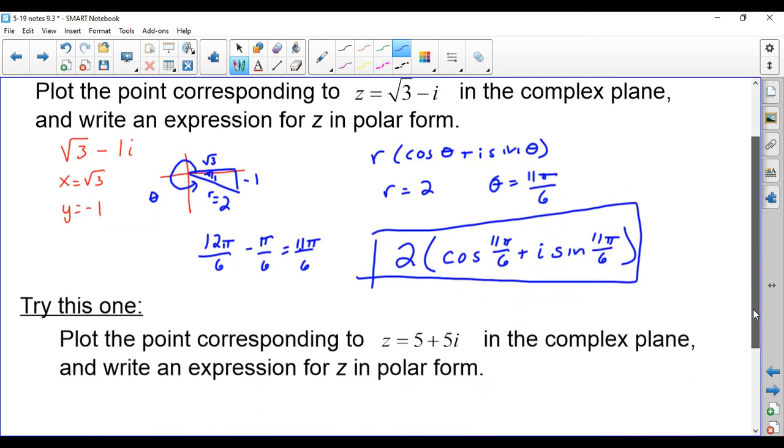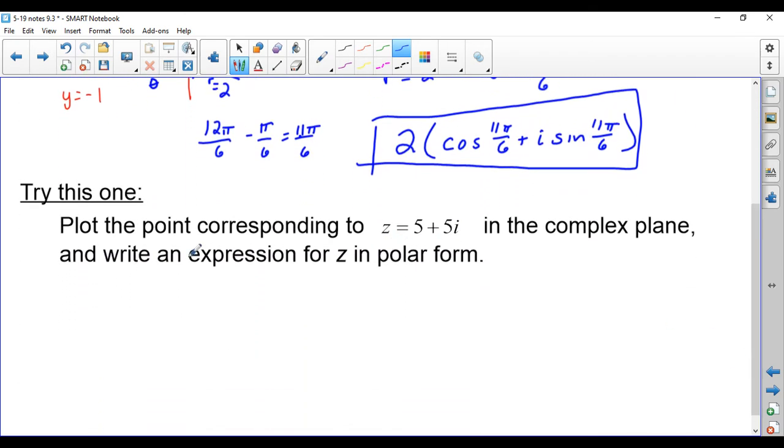Here's another example going in that direction. I have the point 5 plus 5i. So my x is 5 and my y is 5. When I plot this point, it's in the first quadrant, and I go over 5 and up 5. My radius is the hypotenuse. This is a 45, 45, 90 triangle. So the hypotenuse is leg times square root of 2.